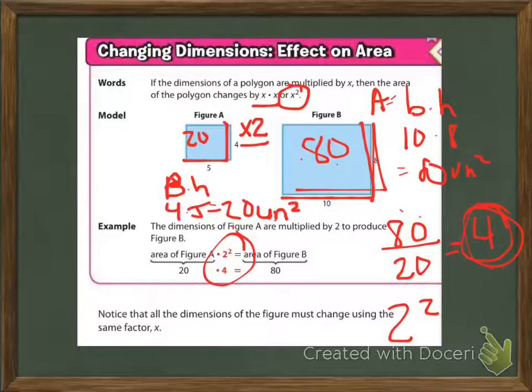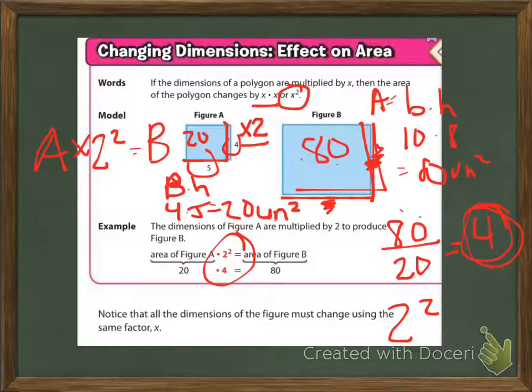So let's break this down. Why would we need to know this? Well, you could find the area for figure B without knowing these units. If they said, okay, I'm going to double all my sides, then we know that we can take the area of figure A and multiply it times 2 to the second power. And we'll get the area for figure B without having to figure out what these side lengths are. Now notice that all the dimensions of the figure must change using the same factor.